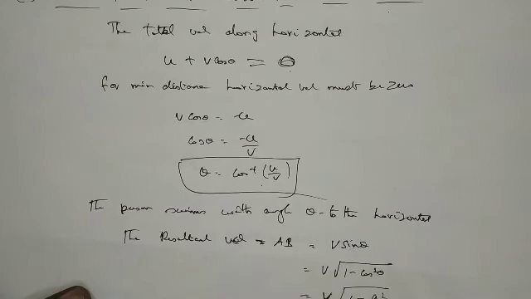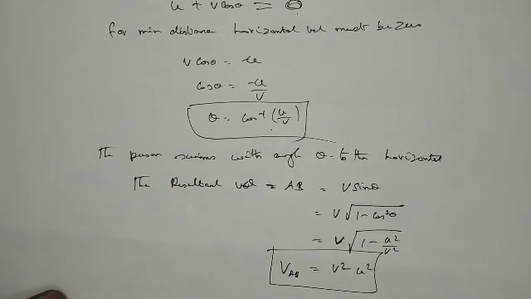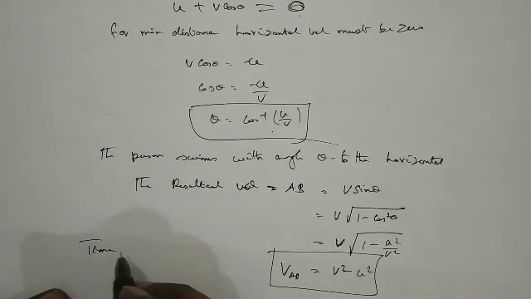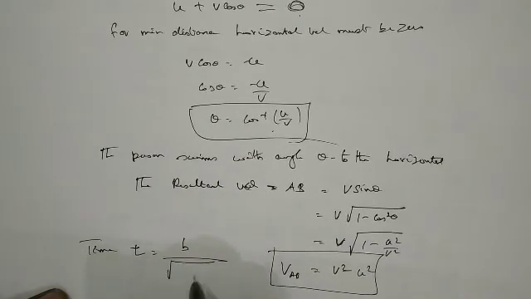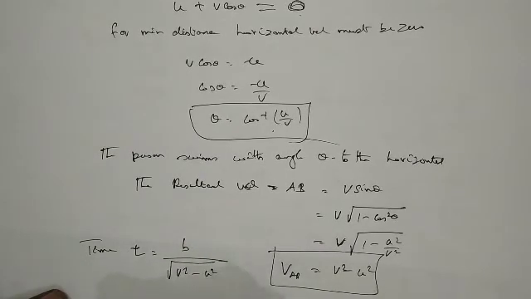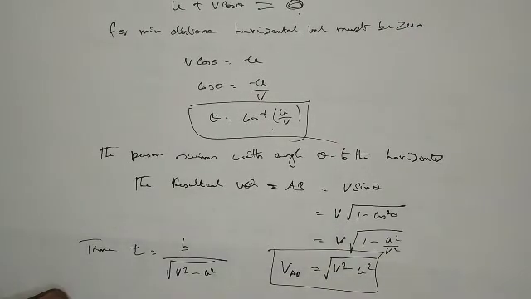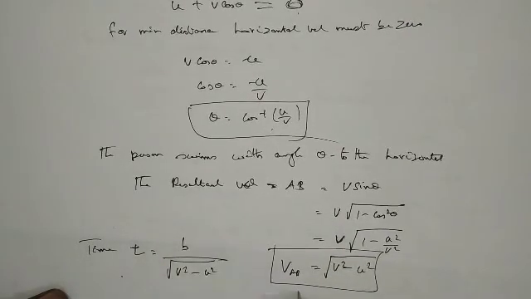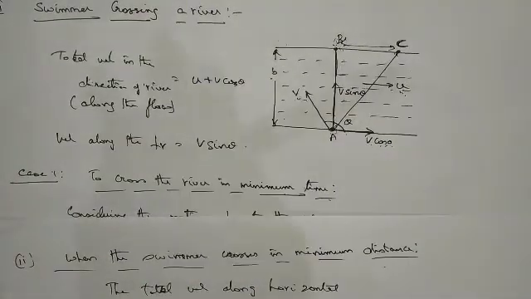So here you get the resultant velocity as under root of V square minus U square, and the time taken to cross is going to be equal to B upon under root of V square minus U square. So you will get a time, you will get a velocity here, and he can go along this direction, and he will finally reach here with the minimum distance.